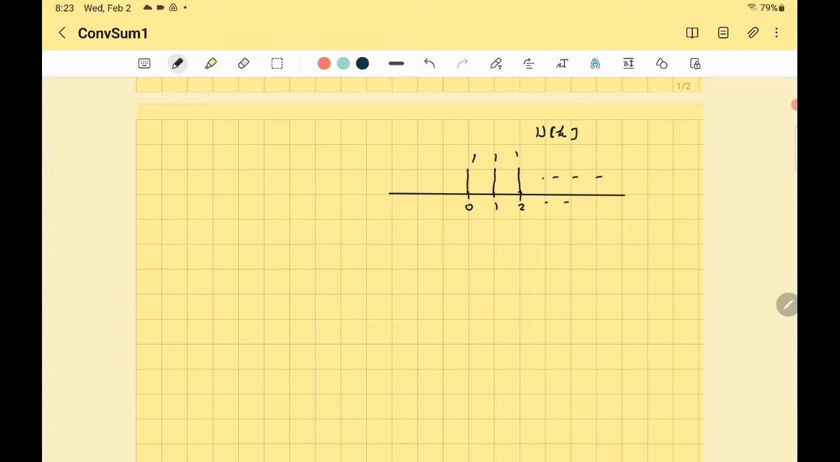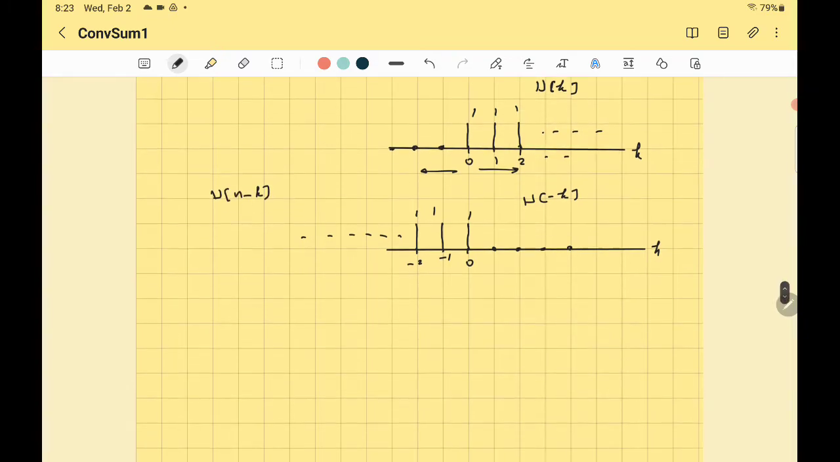If you want to make u of minus k, at 0 it doesn't change, you'll have 1, but all this signal will be reflected on the other side, at minus 1, minus 2, and so on. But on the right it will be 0, whereas for u of k the left is 0. So it's just a reflection, as we know. That's u of minus k. What about u of n minus k?